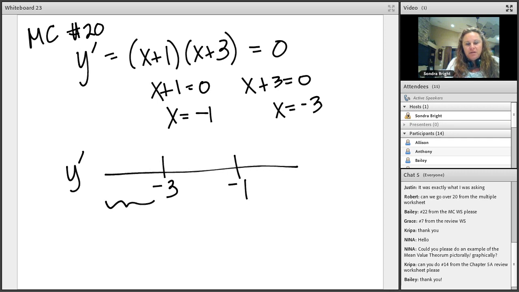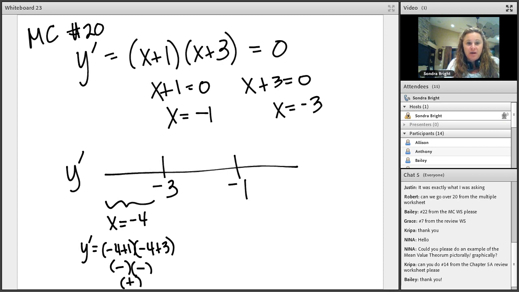So let's go with, if I go something to the left of -3, if I plug in x equals -4, then your y prime will be -4 plus 1 times -4 plus 3, which is, I don't care about the actual value, I just want, it's a negative value times a negative, which will give you a positive. So this guy is positive in this interval.